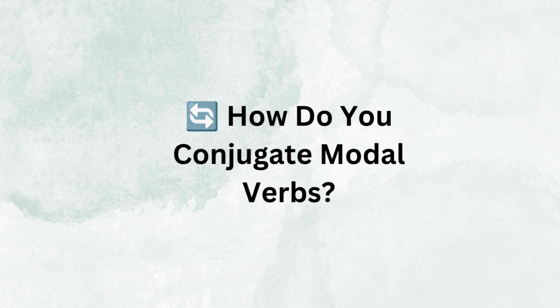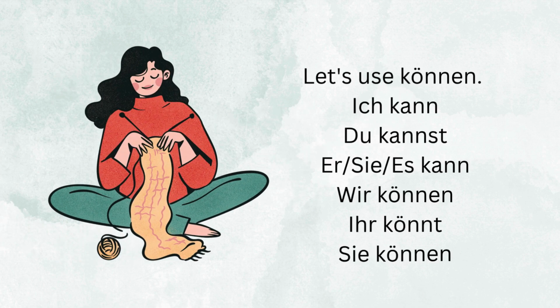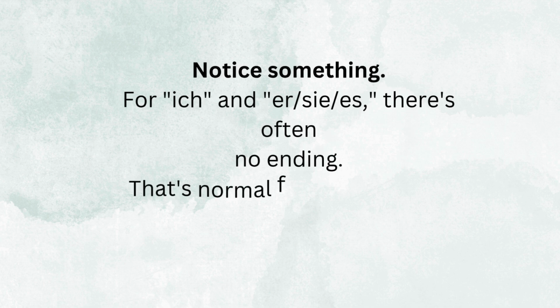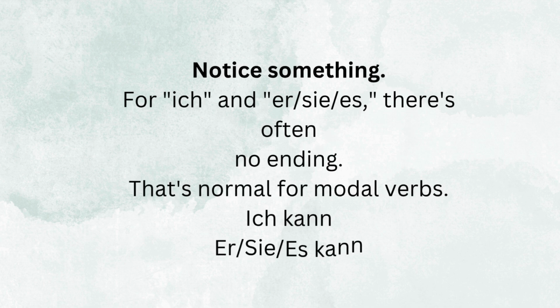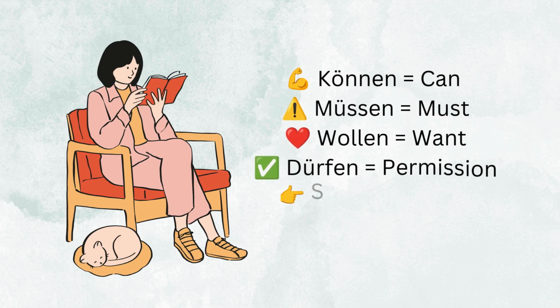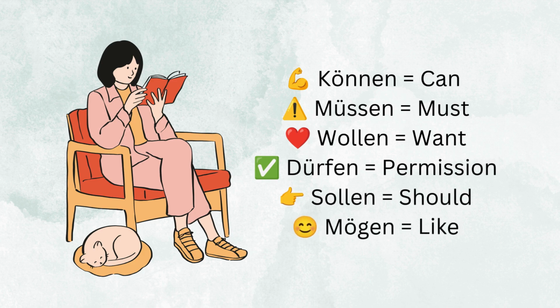How do you conjugate modal verbs? Let's use Können. Notice something. For Ich, er, sie, es, there's often no ending. That's normal for modal verbs. Don't panic if they look different from regular verbs. You'll get used to them with practice. Easy memory trick. Let's remember all 6 with simple keywords. Können equals can. Müssen equals must. Wollen equals want. Dürfen equals permission. Sollen equals should. Mögen equals like. Repeat them a few times and they'll stick.